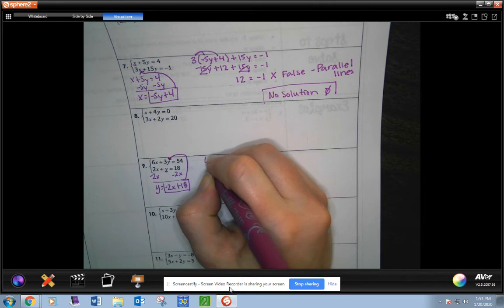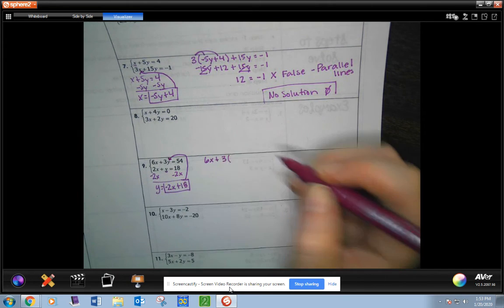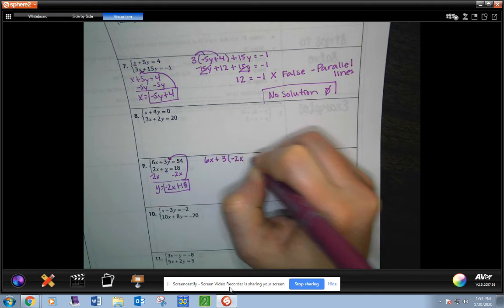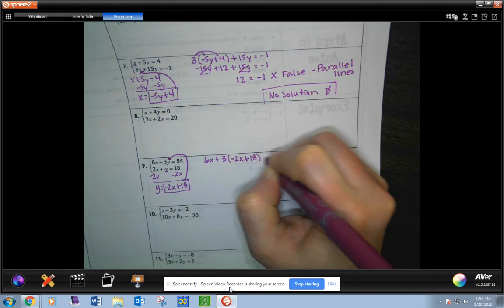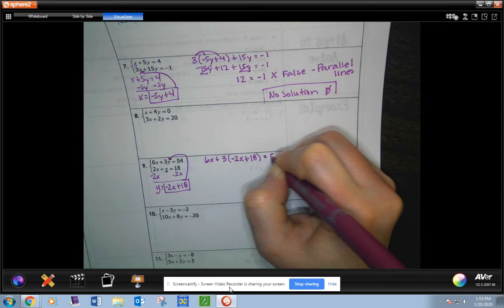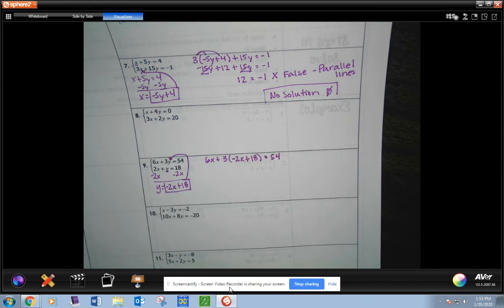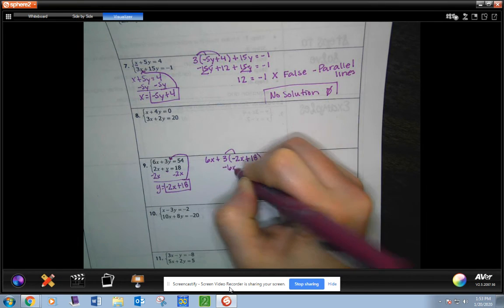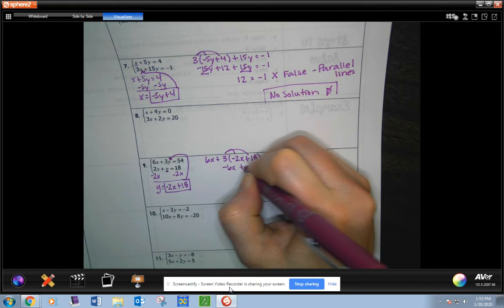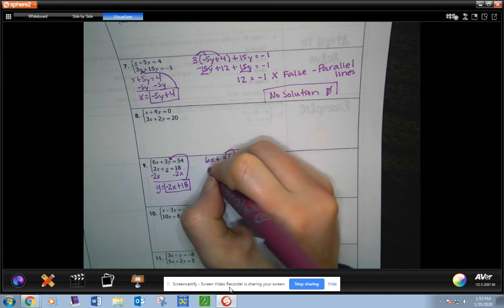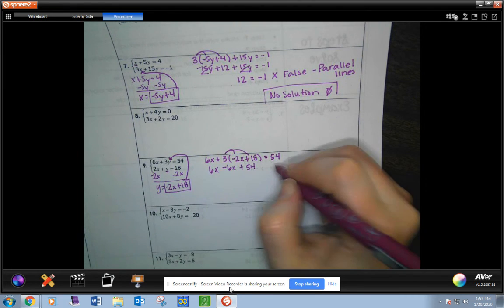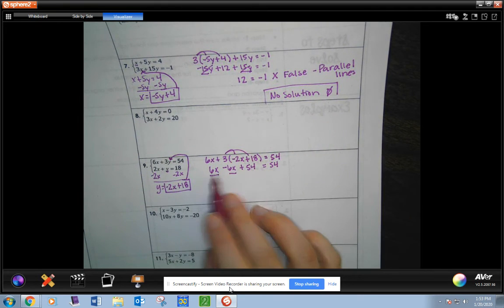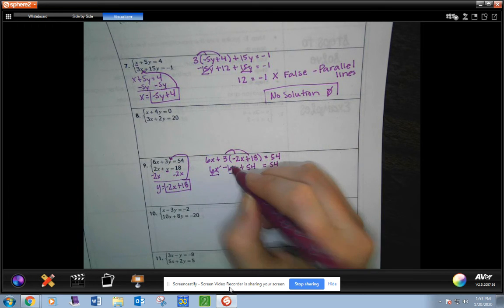So this becomes 6x plus 3. Open up your parentheses to plug the box in of negative 2x plus 18. Close your parentheses and it equals 54. Now we're just distributing and solving. So 3 times negative 2x is negative 6x, and 3 times 18 is a positive 54. I bring down the 6x at the beginning and the equals 54. I combine like terms, so I put my x's together. Since they are the same number in opposite signs, they cancel.